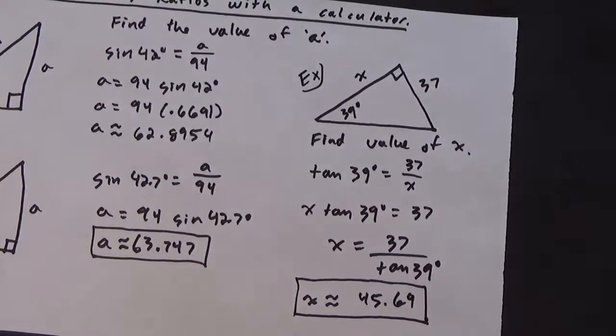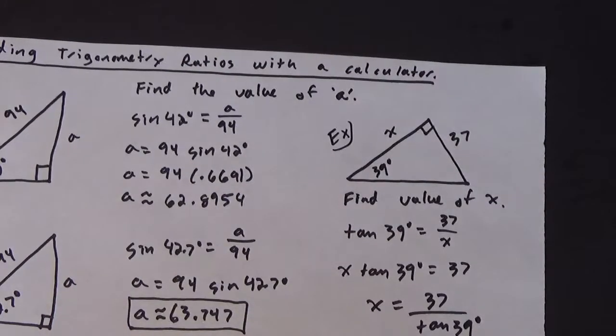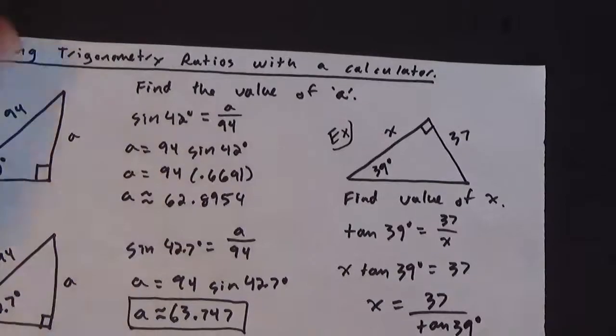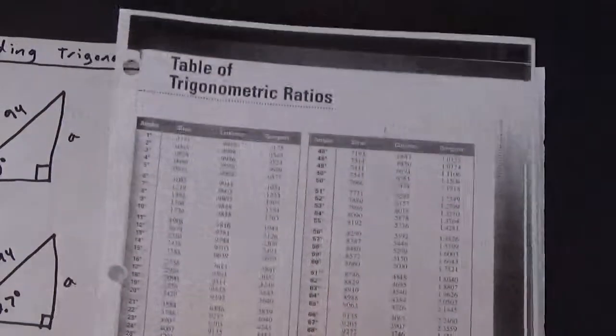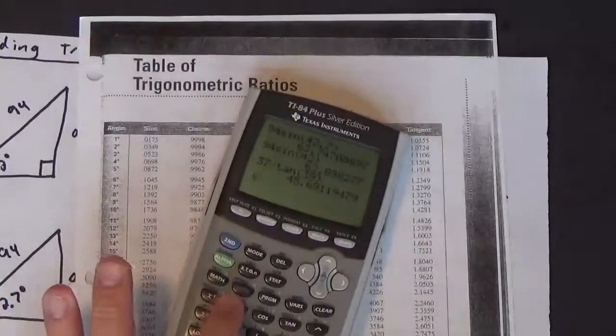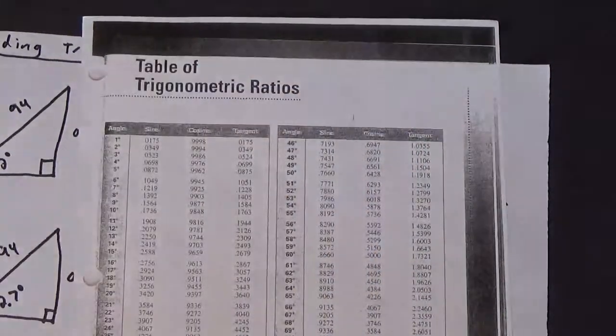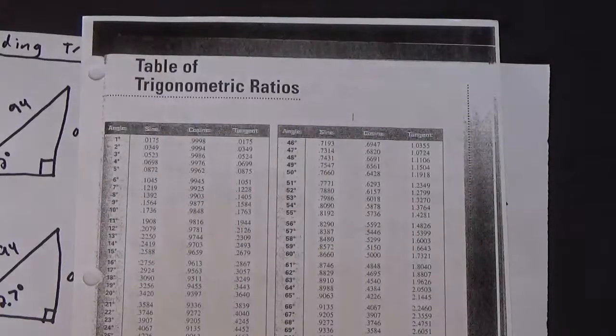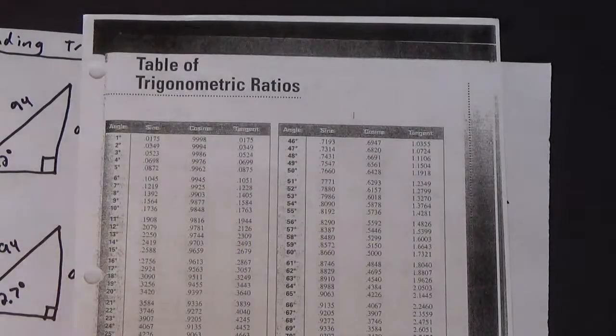So there you go: finding trigonometry ratios with your calculator. It is convenient, so we will use it. But just remember, the reason I taught you how to use the table of trigonometric ratios is because I wanted you to get an understanding of what you're really getting when you push the sine, cosine, and tangent. It's giving you the ratio of sides based on this acute angle in a right triangle.